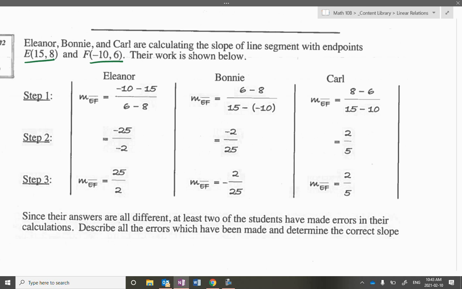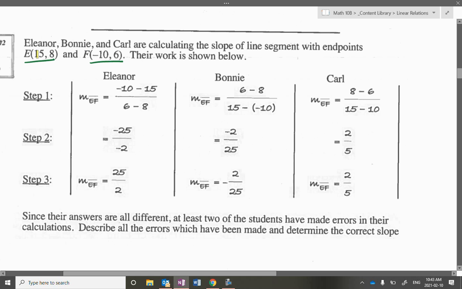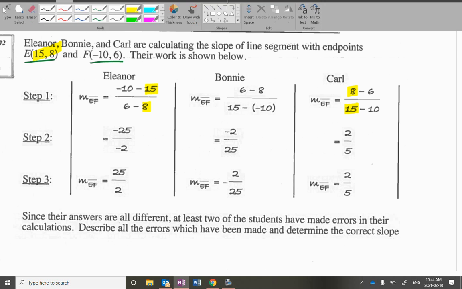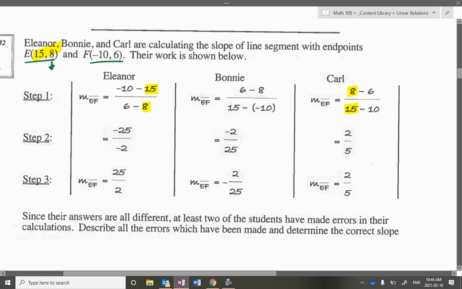When you go through it, make sure that they're matching vertically. So 15 and 8 should go together vertically. That looks good on Eleanor's. 15 and 8 match vertically also on Carl's. But where should the 15 be and where should the 8 be? 8 is our y, so 8 needs to be on the numerator. That's good with Carl. 8 should have been up top for Eleanor, because our y values are on the top.